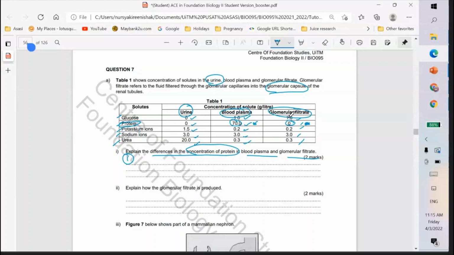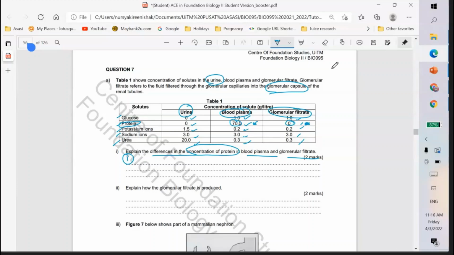So for 2 marks, number 1, the obvious difference: protein is present in the blood plasma but not in the glomerular filtrate. Second, because protein is not filtered. Number 3, because protein is a big molecule. Due to its big size, it will not be filtered. It will not become part of the filtrate. Okay, so thank you, Shafika.